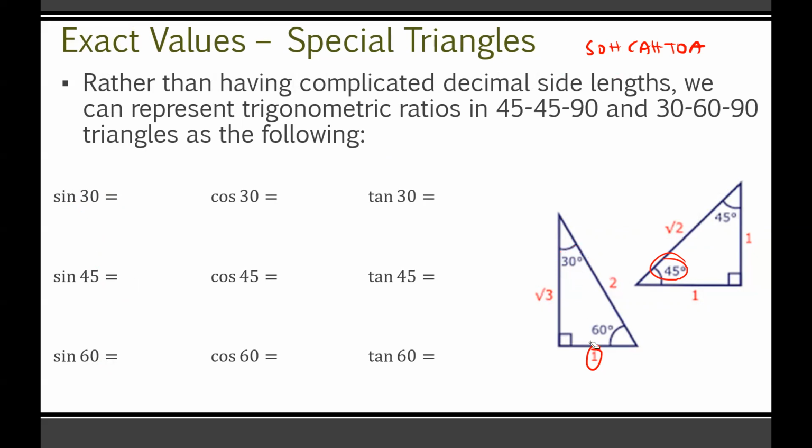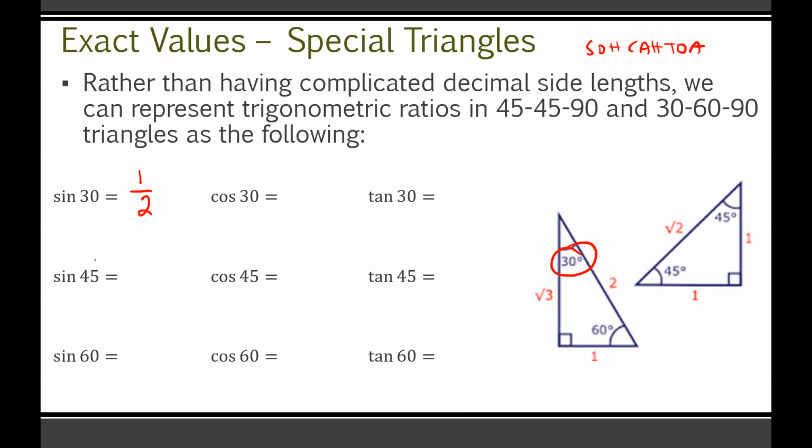Let's start by finding 30 degrees. 30 degrees is right here. We're doing sine of 30 degrees, so that's going to be opposite, that's 1, over hypotenuse, which is 2. So sine of 30 degrees should be just 1 over 2.